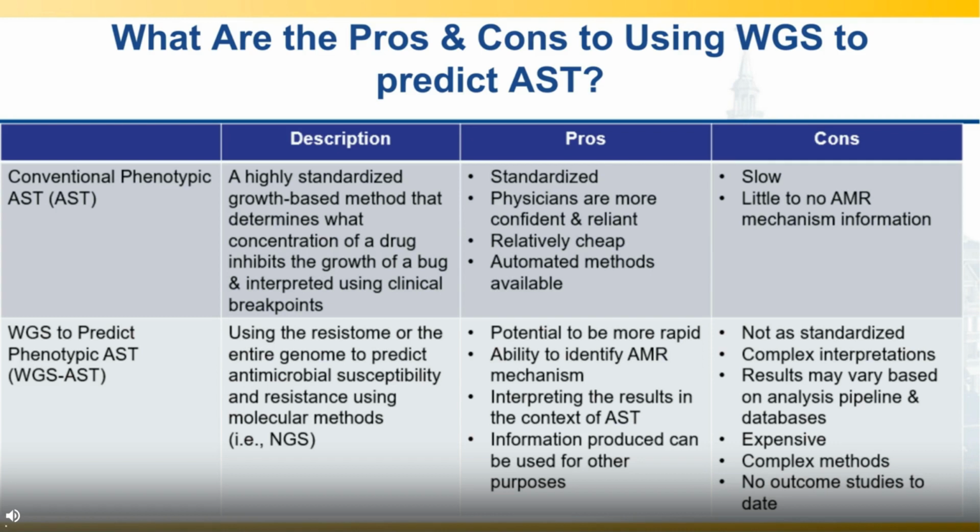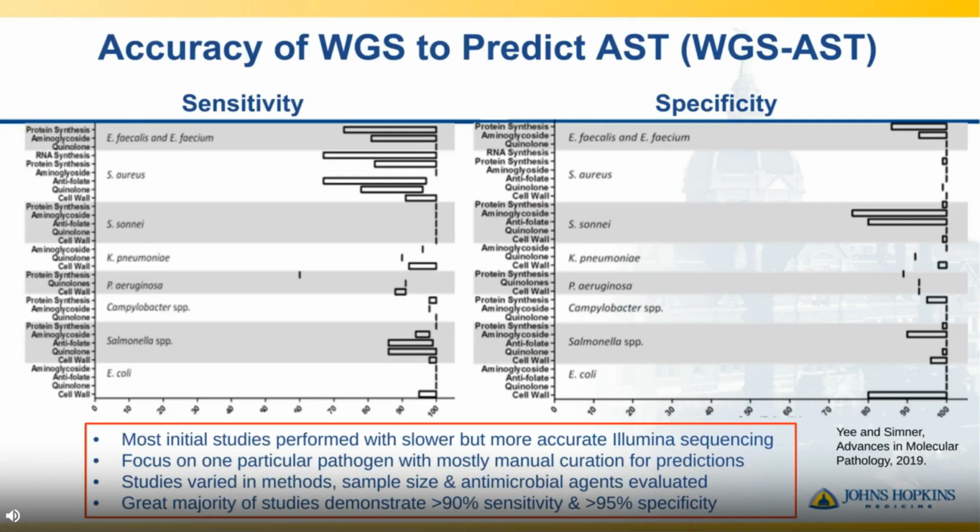phenotype. But luckily, what we've seen in the literature to date is that whole genome sequencing to predict AST has pretty good accuracy. And here's just a summary of some of the studies that were performed. And most of these initial studies were performed with the slower but more accurate Illumina sequencing. So Illumina has shorter, high accuracy reads, but the sequencing run needs to be complete before you can analyze those results.